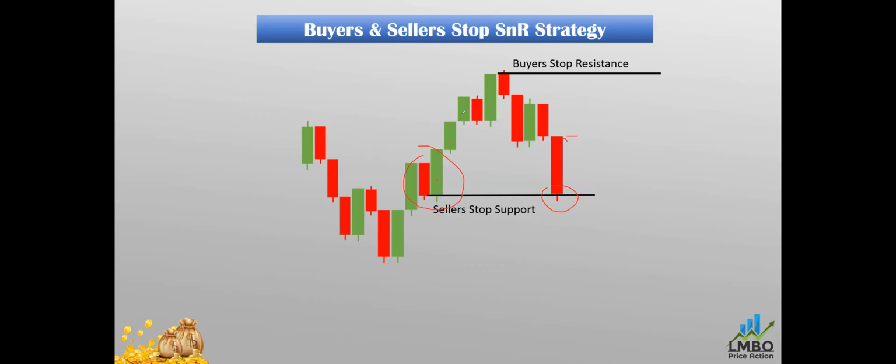Why? Always think of the source of the wave. The source of the wave is the best idea to understand where the sellers enter from and where the buyers enter from. Look at here. Source: how to understand the source? I'm going to show.